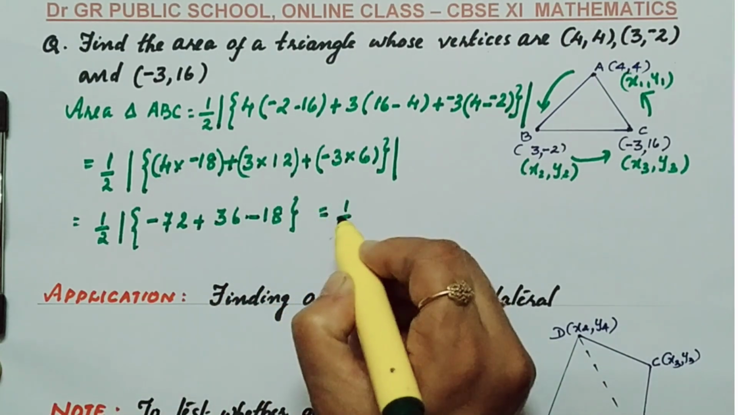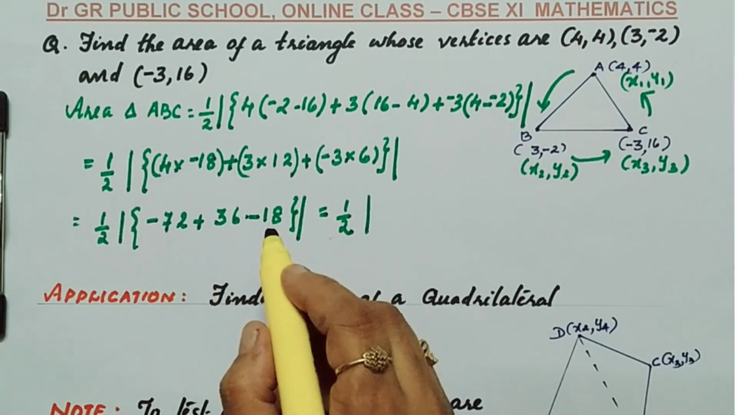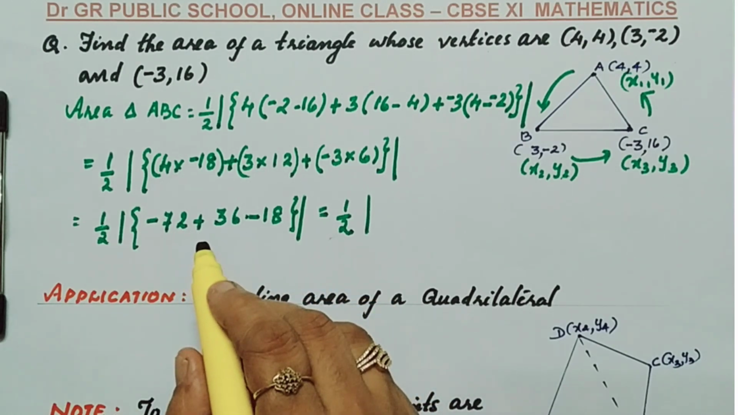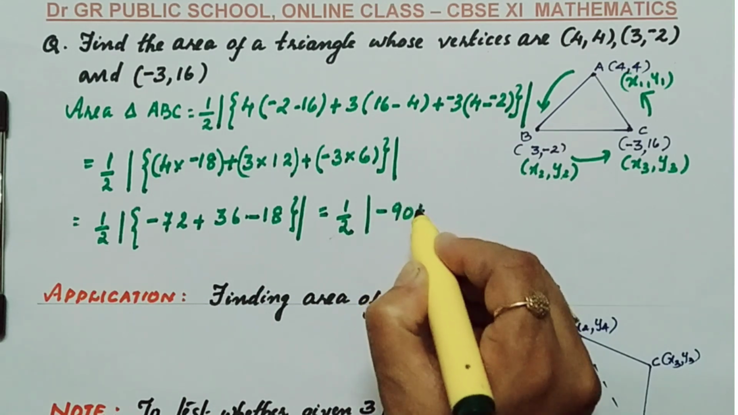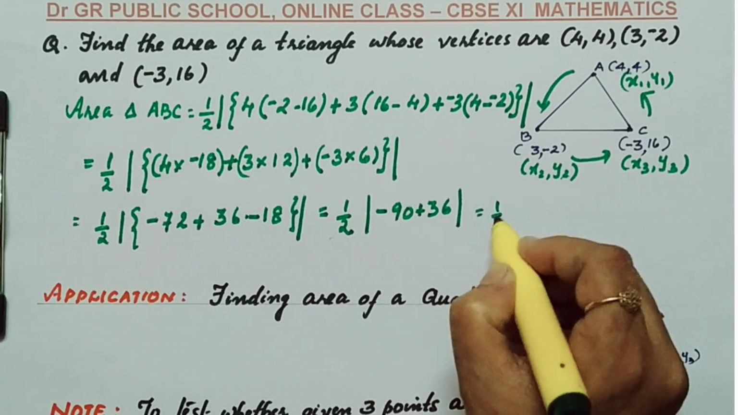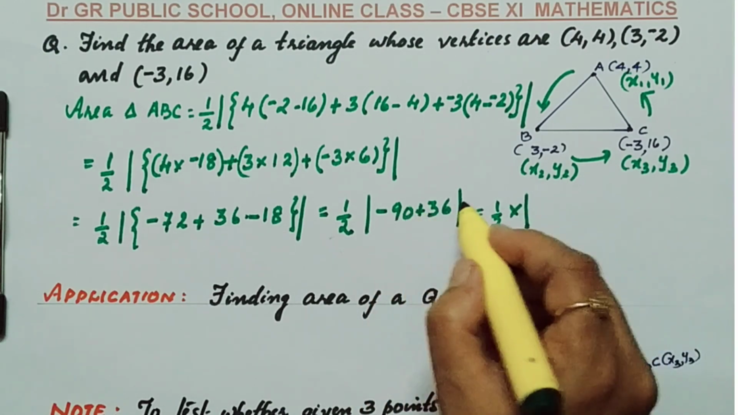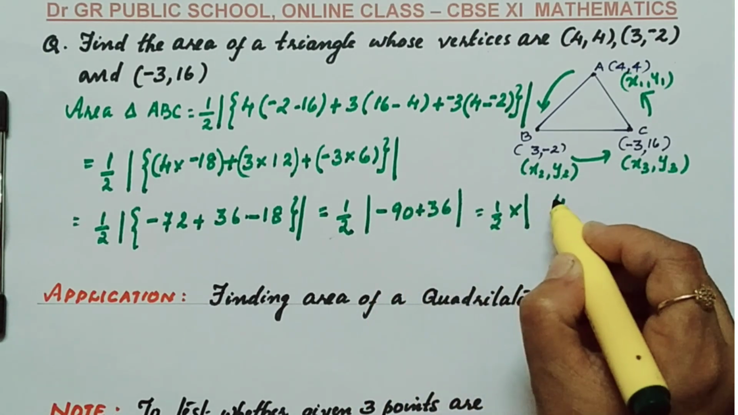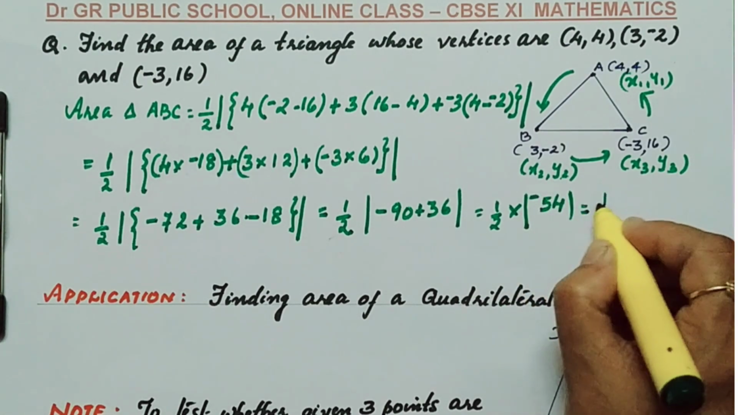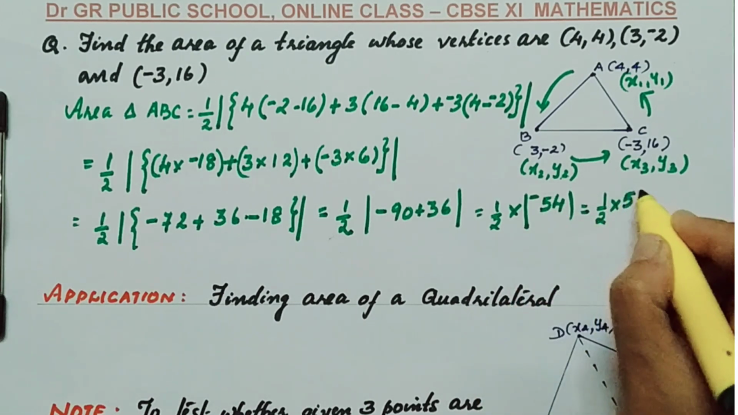Equals half into modulus of, what is minus 72 and minus 18? Minus 72 minus 18 gives minus 90. Minus 90 plus 36 will come within the modulus value. Equals half into, within the modulus you have minus 90 plus 36 gives minus 54. Equals half into modulus of minus 54, which comes to be plus 54.